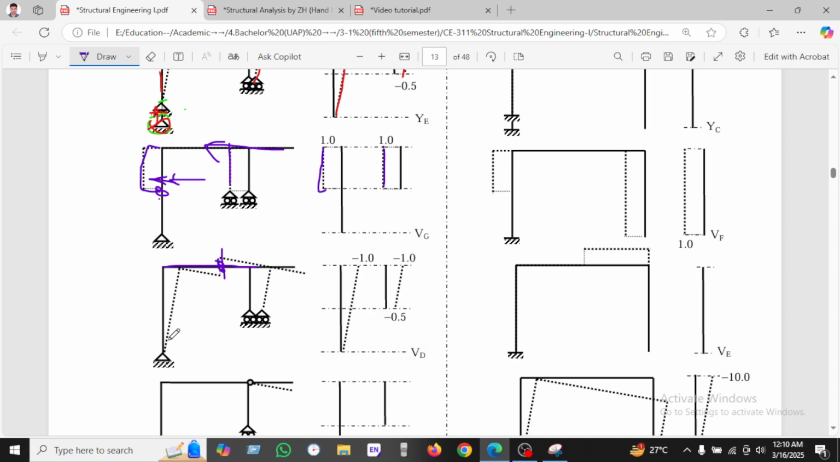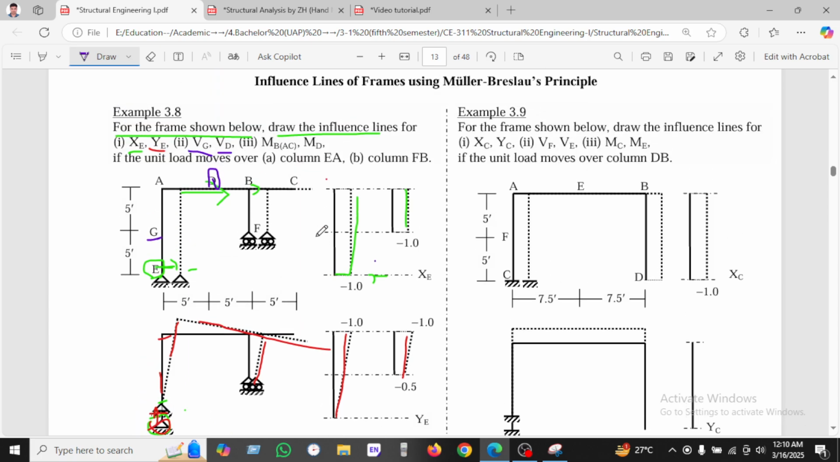If we separate this, then we can see this structure will be deflected like this. Then another one, if we cut here, then the structure will act like this. That's why the frame's deflected shape will be like this. This is our final diagram.